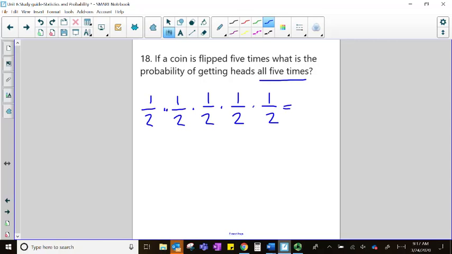Now we are multiplying because we want to see the outcomes of these all happening at the same time. So we're multiplying using the fundamental counting principle. Instead of drawing a tree diagram, you can multiply to get all the outcomes. So 1 all the way across is still going to equal 1 because we're multiplying. 2 times 2 times 2 times 2 times 2 is 32. So out of all the possibilities, there's only one that could be heads, all 5 coins.